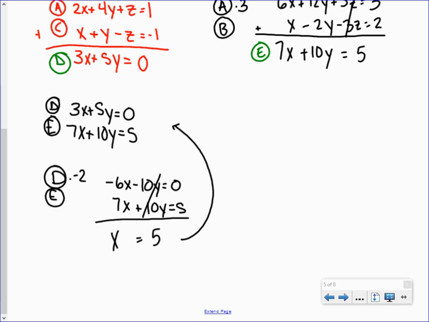I mean, we do B and C. The Y. Oh, you would plug into D? Okay, so we're going to sub x equals 5 into D, and that will allow us to solve for y. So 3 times 5 plus 5y equals 0. That's 5y equals negative 15. And so y is equal to negative 3.